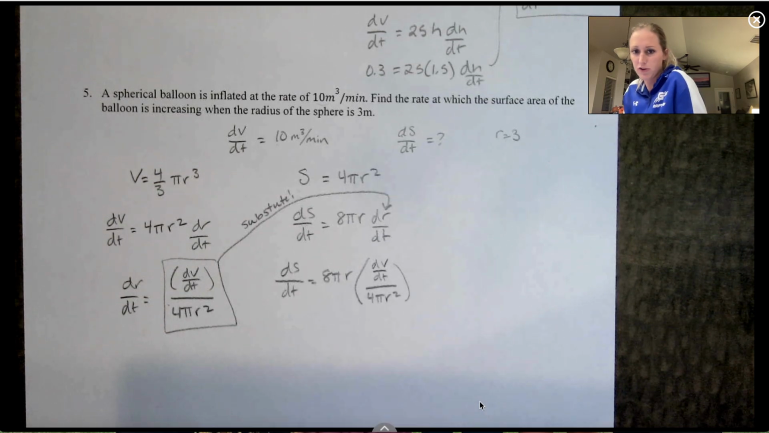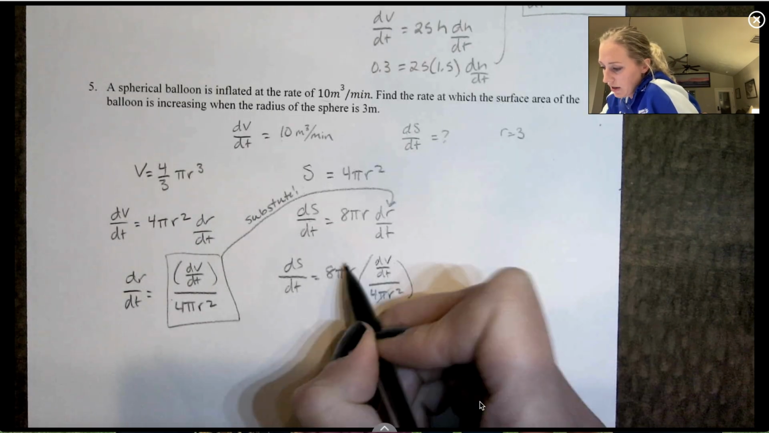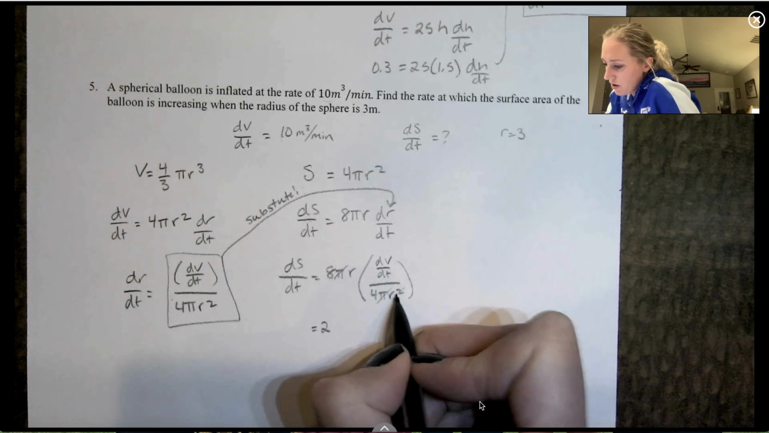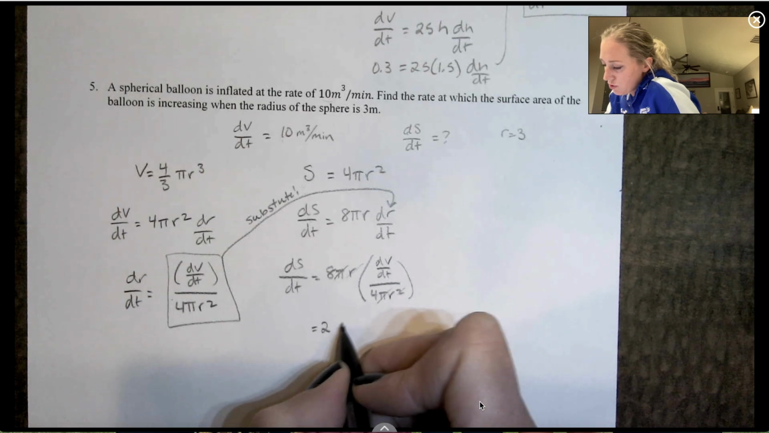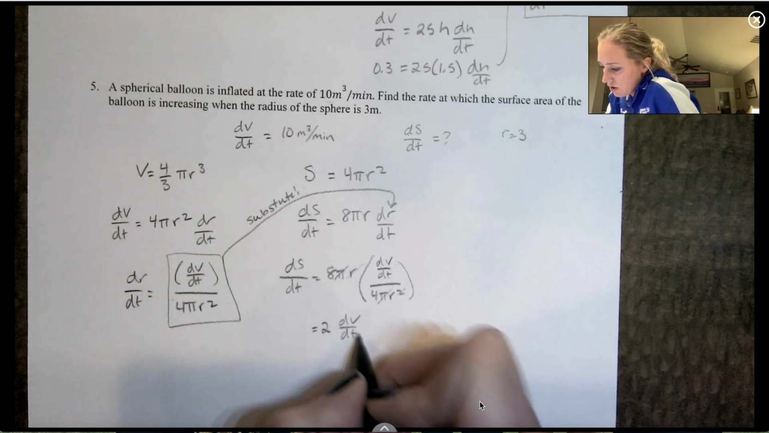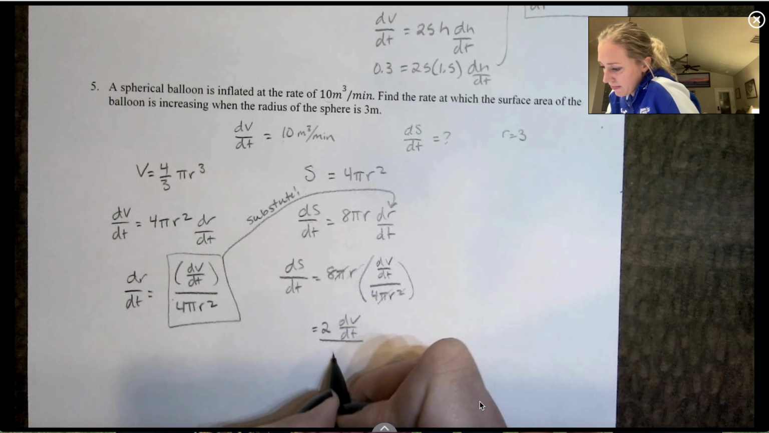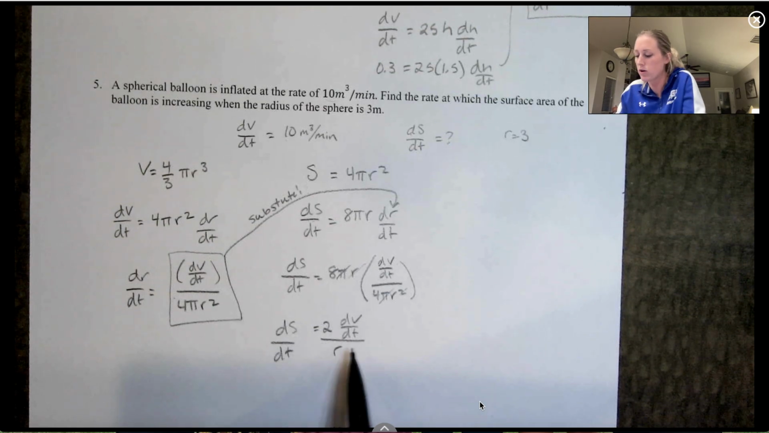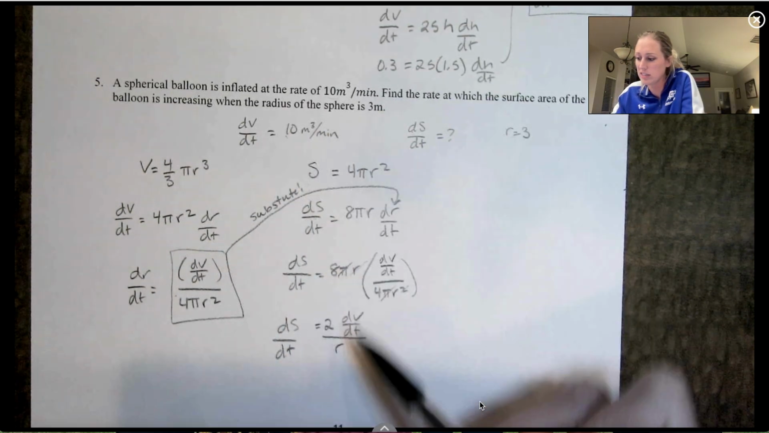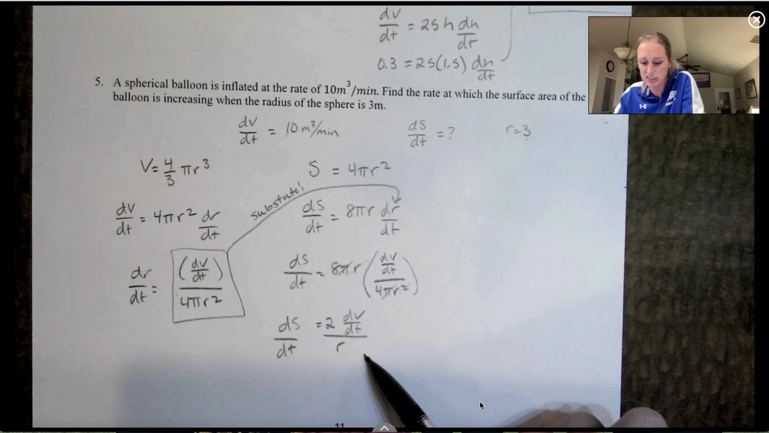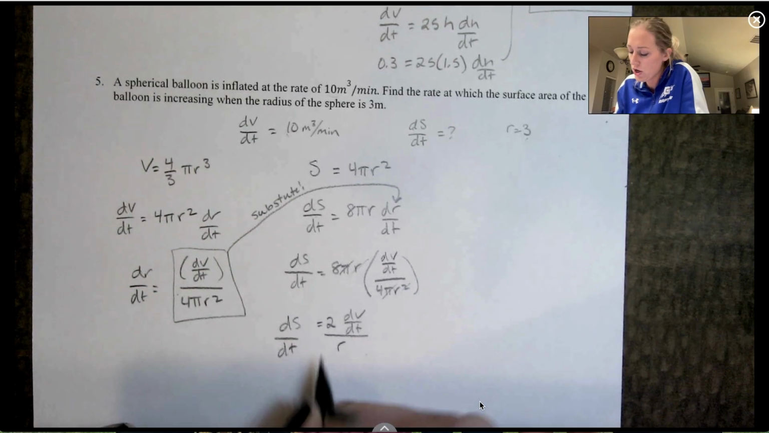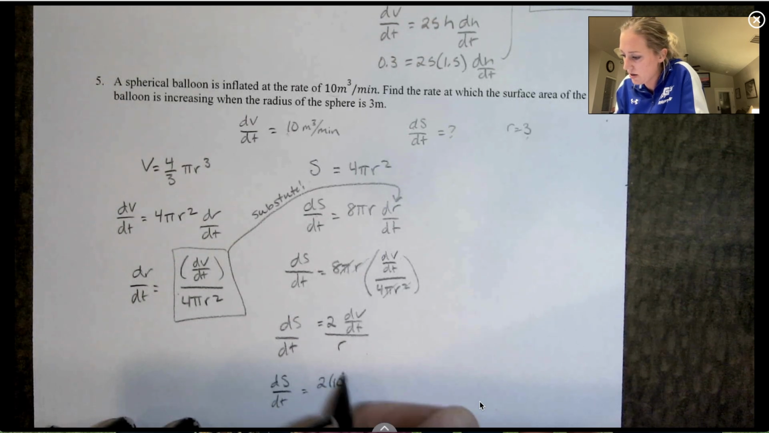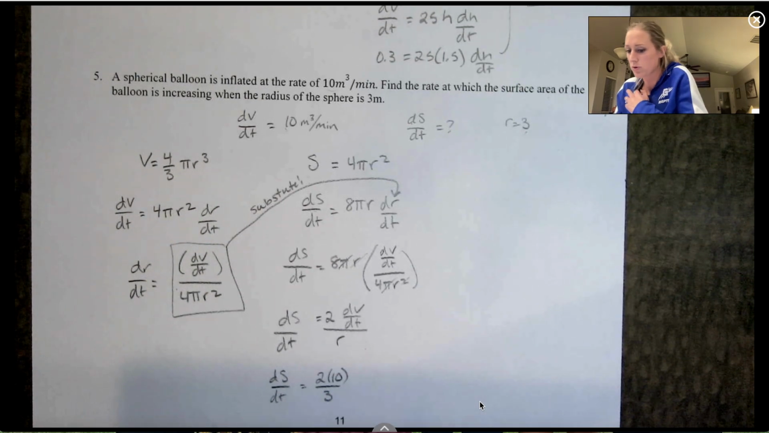Now, this actually simplifies pretty nicely, you guys. The pi's are going to cancel, and 4 goes into 8 2 times. And then one of the r's cancels with that r, so I'm left with 2 dV/dt over r. And this is what dS/dt is going to equal. So now I can plug in the two other pieces I know. We know dV/dt is 10, and r for this instance is 3. So we get dS/dt equals 2 times 10 over 3, or 20/3.